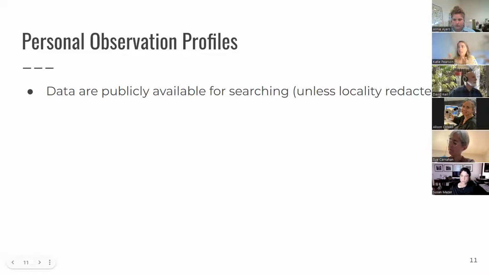So the data in personal observation profiles, even though they can only be edited by one person, just like all specimens in a Symbiota portal, are publicly available for searching. So these are not private databases where people can just keep their own secret data and no one's ever going to see it. This is still made public immediately as you add specimens to the portal. You can redact the localities just as you can in a normal collection, but the data itself, whatever you're entering in there, is publicly accessible.